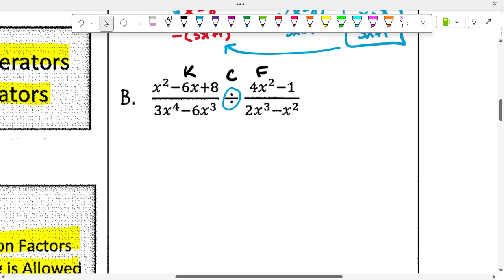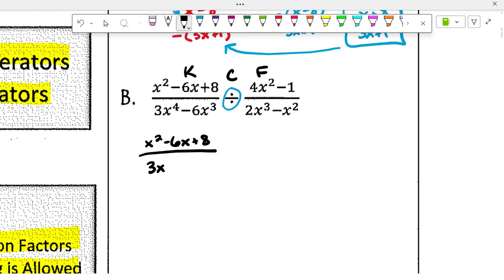Meaning, I keep the first fraction as it is. So x squared minus 6x plus 8 over 3x to the fourth minus 6x cubed. I change the division to multiplication. And then I flip the second fraction. So this will be 2x cubed minus x squared all over 4x squared minus 1.